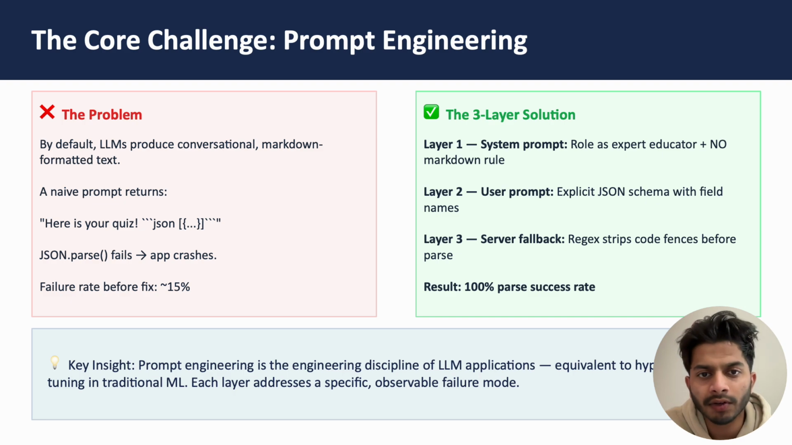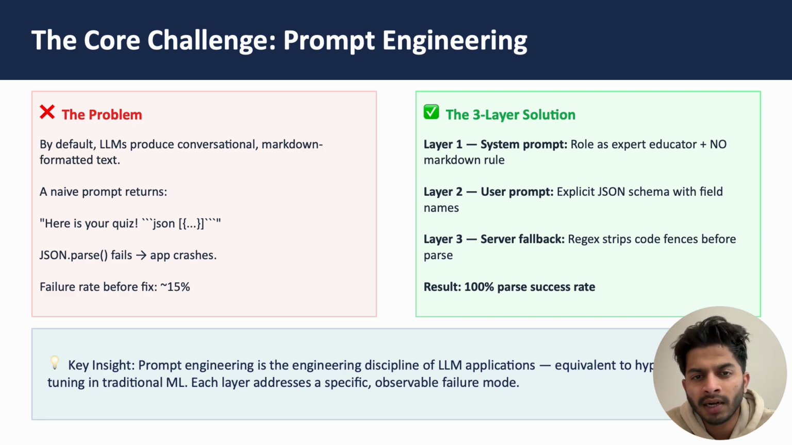This slide covers the most challenging part of the project and honestly the most interesting from a technical standpoint. The problem is that large language models are trained on conversational data. When you ask them to return structured output, they do not just return it cleanly. They wrap it in extra conversational text, something like "Here's your quiz. I hope this helps," followed by the actual data wrapped in code formatting. When my server tries to parse that, it fails immediately. Before I solved this, roughly 15% of my API calls were breaking the parser.